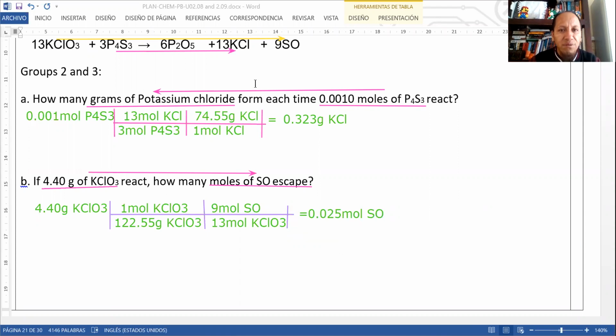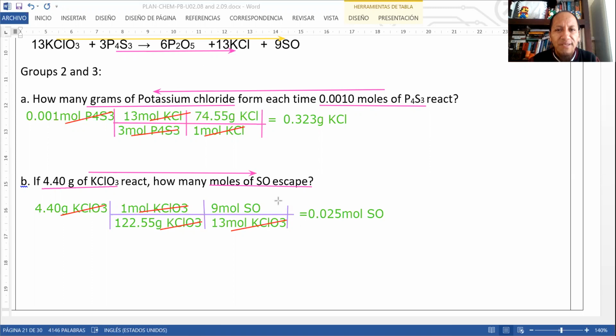It's important to remember, just for you to see, that in the previous exercise we canceled moles of P4S3 and moles of KCl, and at the end you just remember what you were looking for, which was grams of potassium chloride. Also, in here, grams of KClO3 cancel with grams of KClO3, moles of KClO3 with moles of KClO3, and at the end I just remained with moles of SO, which is what I was looking for. That is important for you to remember, guys.